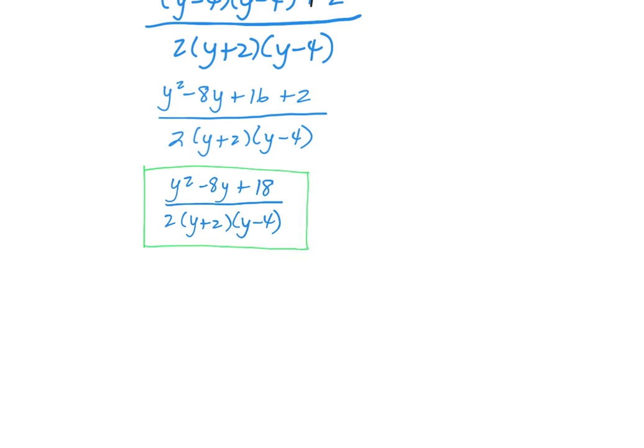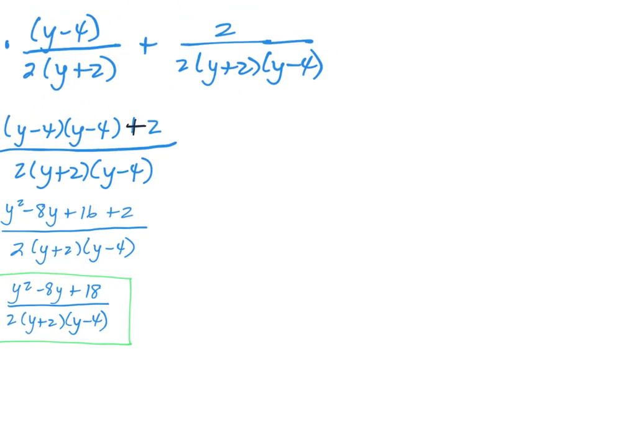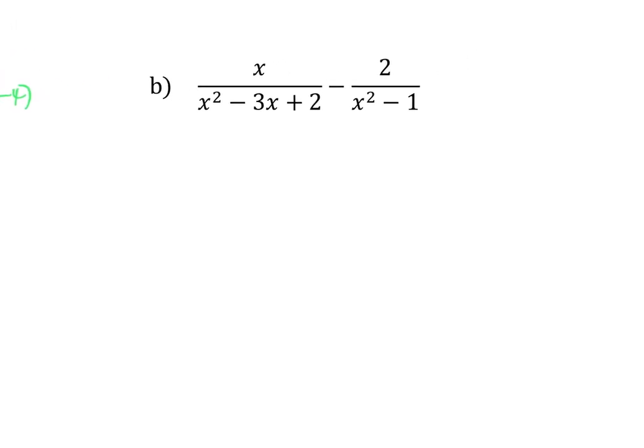So we've done the addition. We've checked to make sure that we can reduce it. And the final answer is y squared minus 8y plus 18 over our LCD, 2 times y plus 2 times y minus 4. Let's move on to subtraction.